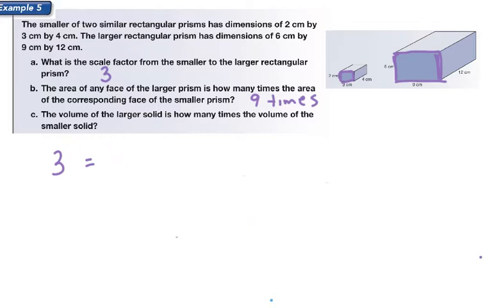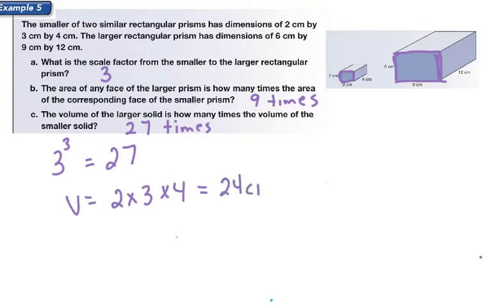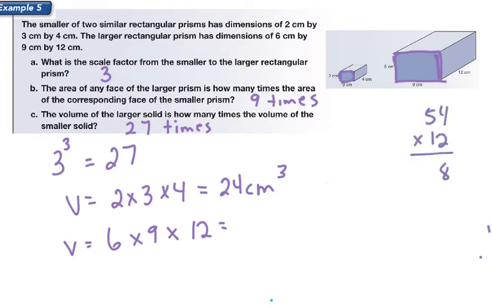Okay, so the volume of the larger solid is how many times the volume of the smaller solid? Well, we learned that we're supposed to cube it because it's volume. So 3 cubed is 27. So according to the rule, it should be 27 times as much. All right, so let's give it a shot. The volume of the first one is 2 times 3 times 4. 2 times 3 is 6 times 4 is 24 centimeters cubed. The second one would be 6 times 9 times 12. 6 times 9 is 54. 54 times 12 is 648 centimeters cubed.